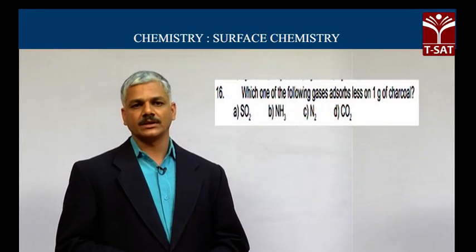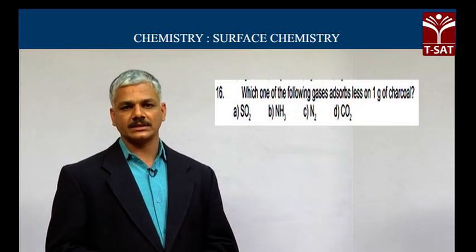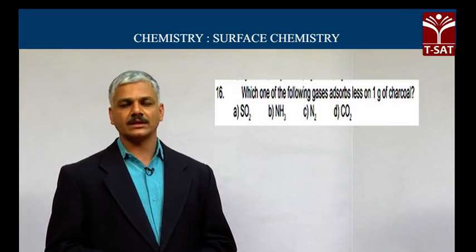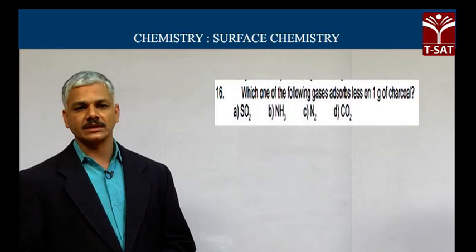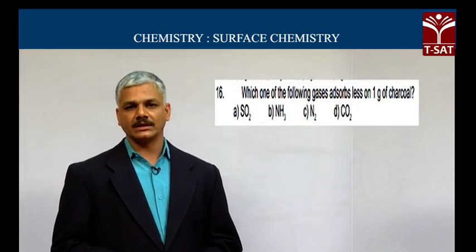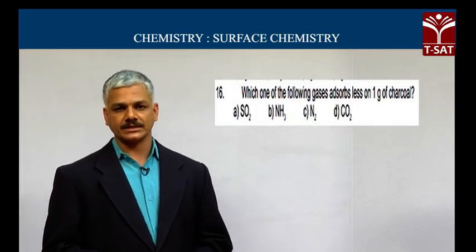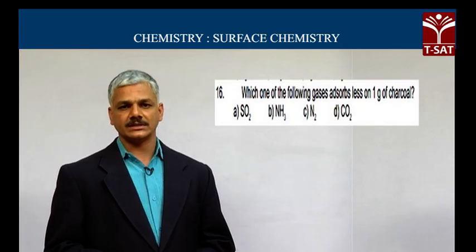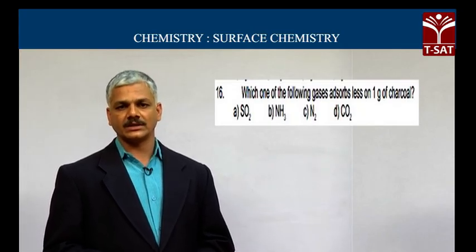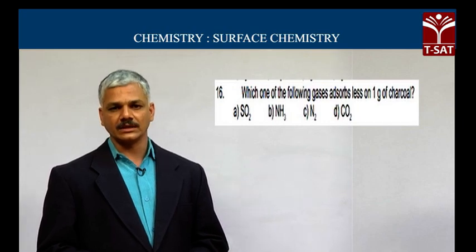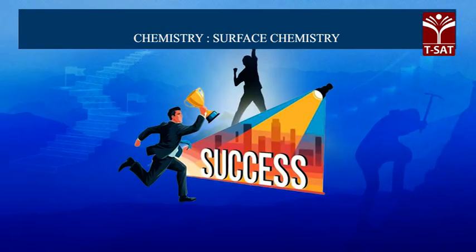16th question. Which one of the following gases adsorbs less on 1 gram of charcoal? Given options are sulfur dioxide, ammonia, nitrogen, and carbon dioxide. Correct option is C. Nitrogen, because its critical temperature value is the least among the given options.